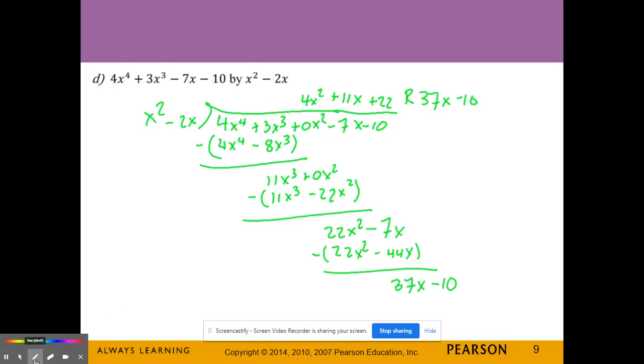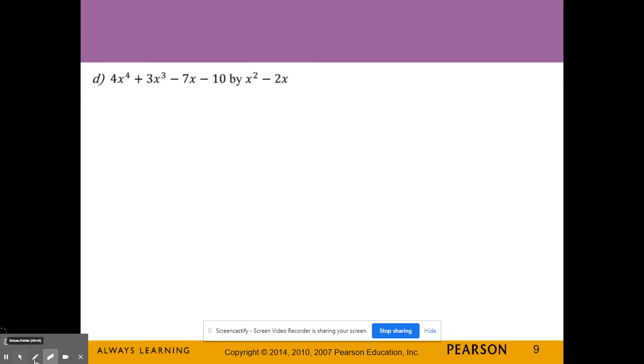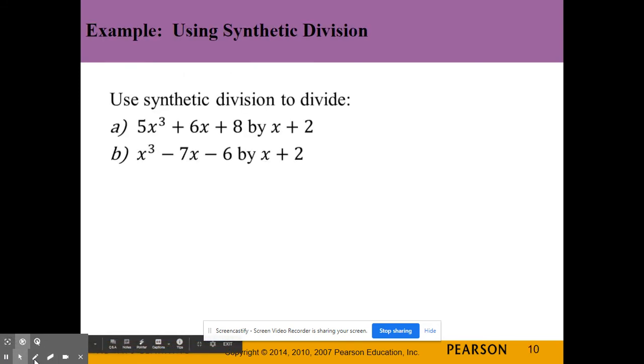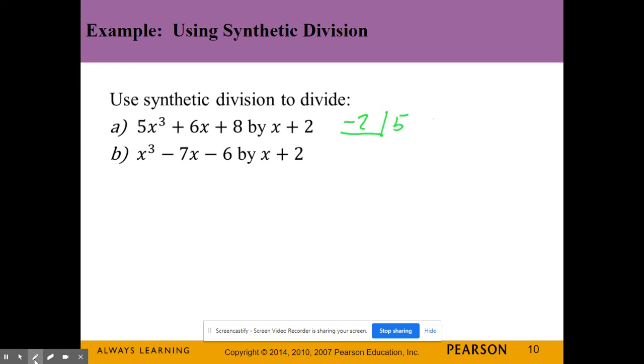All right, so let's take a look at the next example. We're going to talk about synthetic division. This is way better. If you recall, whatever the divisor is, basically take the opposite of whatever's happening to x. So negative 2 is going to be the number in the box. Then I list out the coefficients. Notice how there is no quadratic term here. I need a placeholder of 0, and then 6, and then 8.